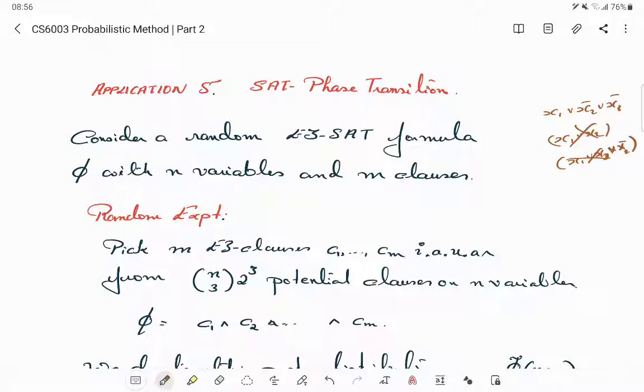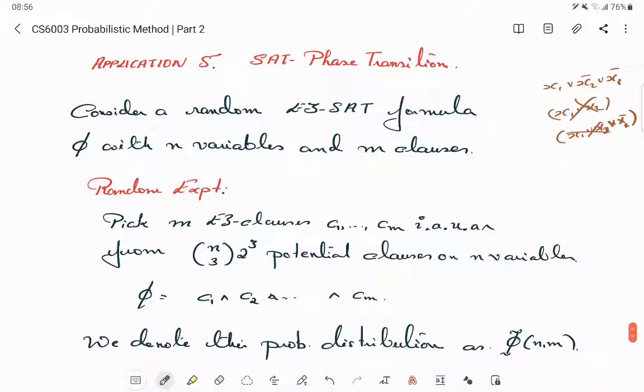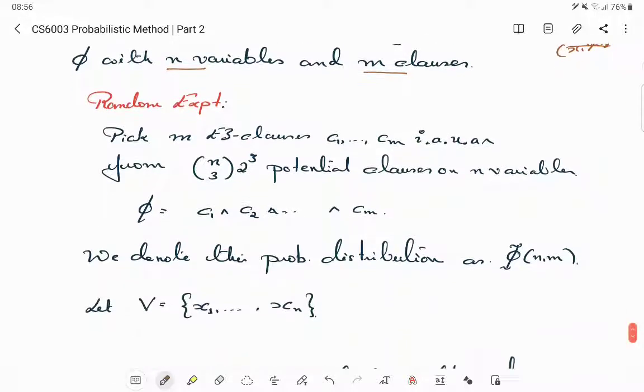We have already seen it in one of the early lectures. Now the random experiment is picking an E3 SAT formula with n variables and m clauses uniformly at random. Okay, n variables and m clauses uniformly at random. How do we do that? There are how many such clauses possible?